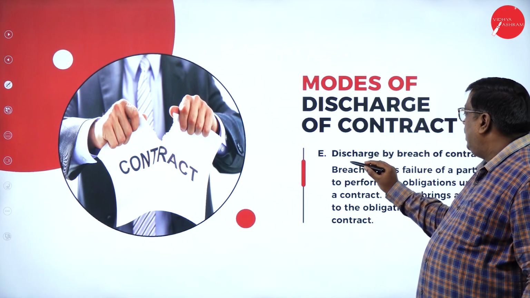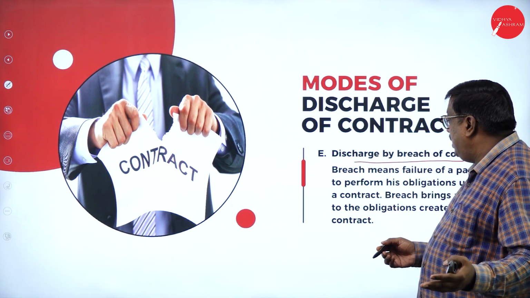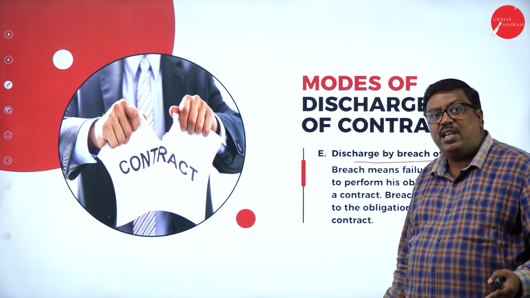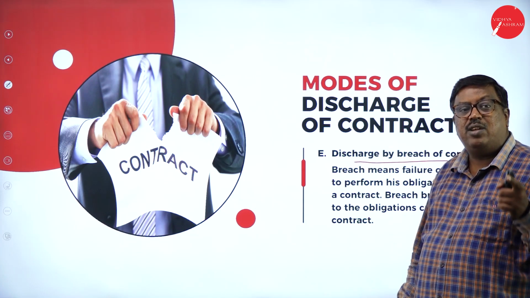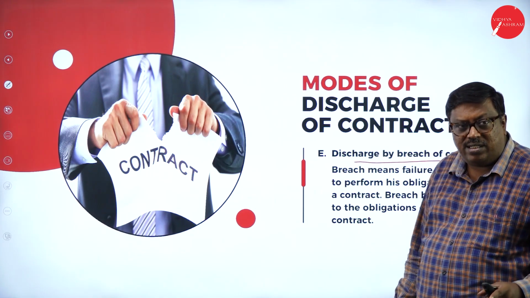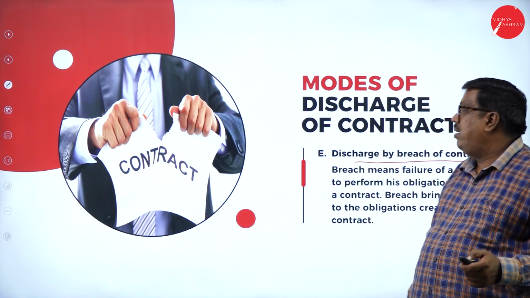Modes of discharge. Last, discharge by breach of contract. Breach means failure of a party to perform. If any one person fails to perform his duties, then the contract is called breach of contract and it is called void.